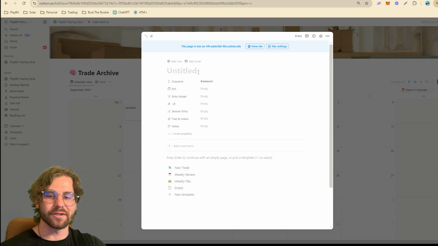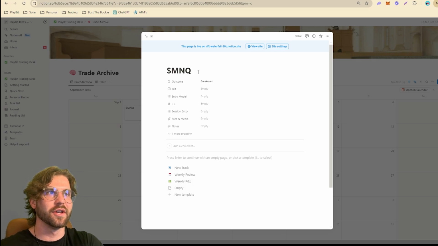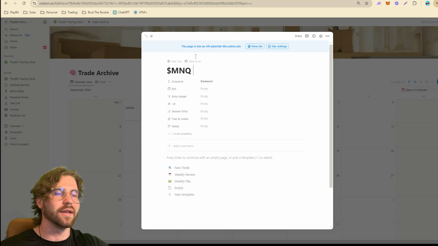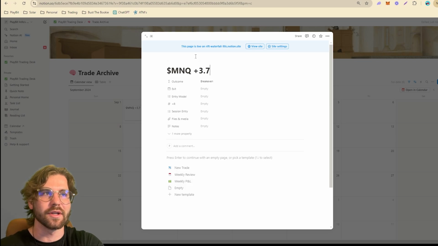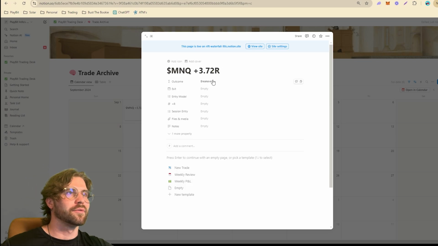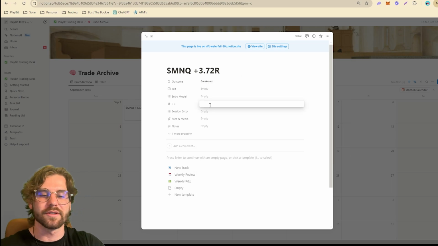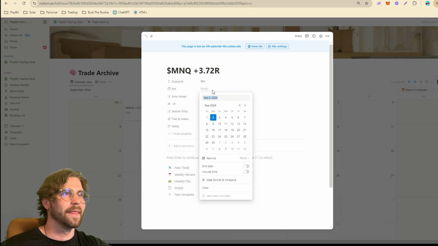What we're gonna do here is I'm gonna list out the asset that we're trading, which would be NQ, but it's actually micros, so MNQ, and then we'll do the win for this one. So it would be a plus 3.72R. Actually, you don't need to list the outcome. All you're going to do is put plus 3.72. Outcome will update. Our exit was September 2nd.